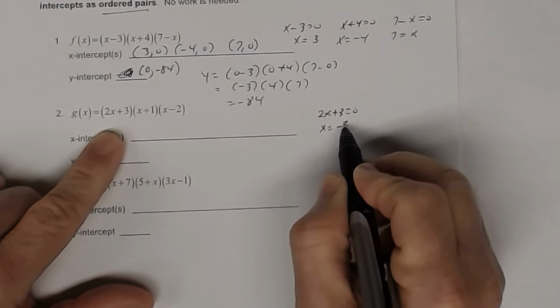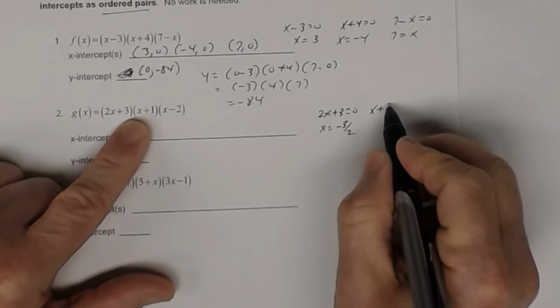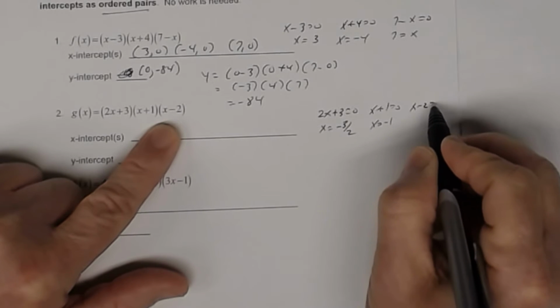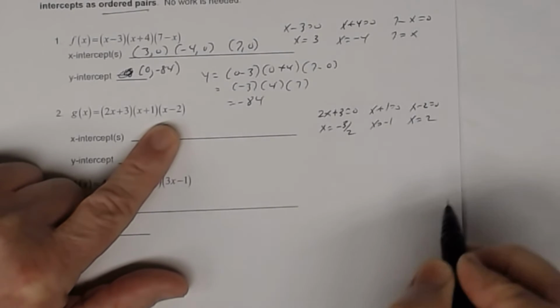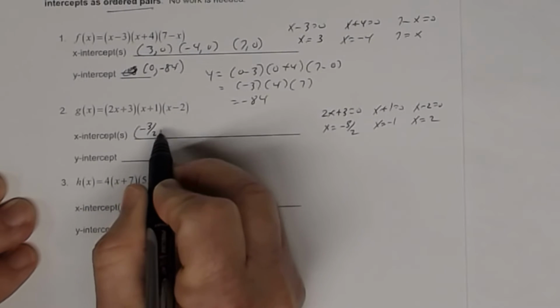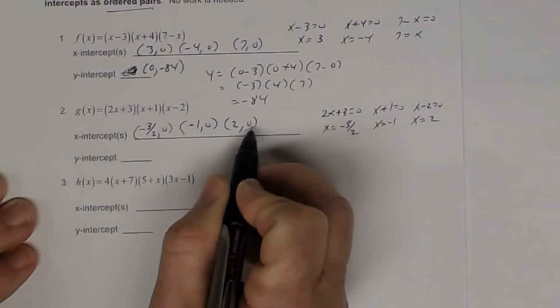So when you solve for x, you get one of the x-intercepts to be negative 3 halves. You get x plus 1 equals 0, so the other one's x equals negative 1. And then x minus 2 equals 0, so the other x-intercept is 2. As ordered pairs, though, you're going to get (-3/2, 0), (-1, 0), and then (2, 0).